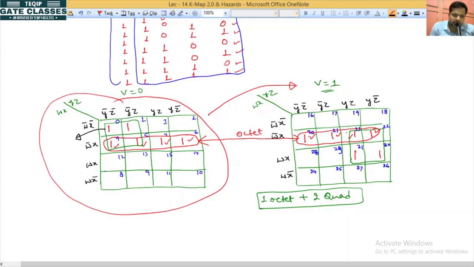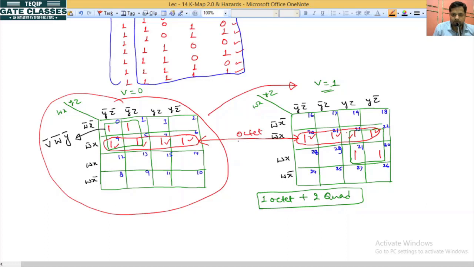Now I am going to write the function for this quad. What will be the function? From here we have w bar common, so w bar is common. From the column we have w bar z bar and y bar z bar and y bar z, so y bar is common. And we know that in all the cells of this K map we have v equal to 0. Now, v equal to 0 means v bar is common. So that's why we will take v bar here.